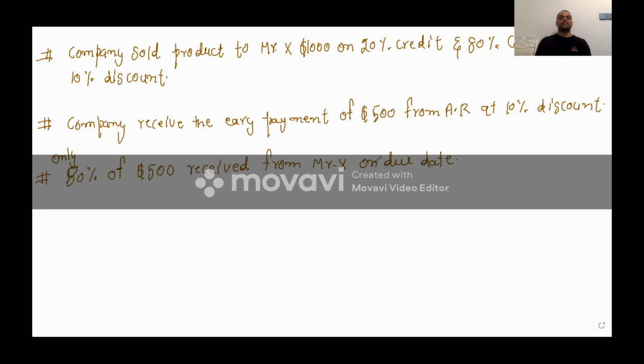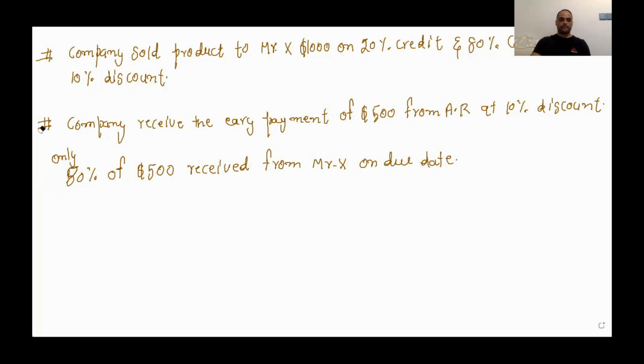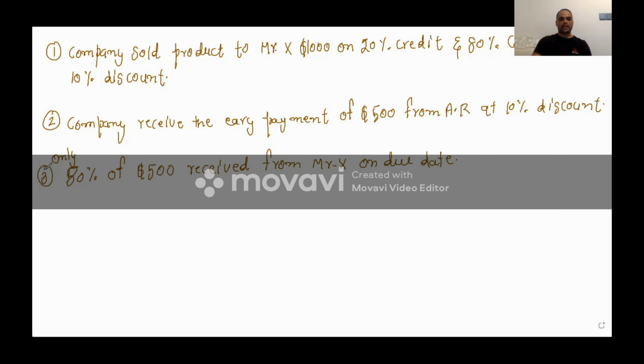Okay, so you have 3 different journal entries. Do it all. They do not have any relations with each other. So you have to make 3 different journal entries.